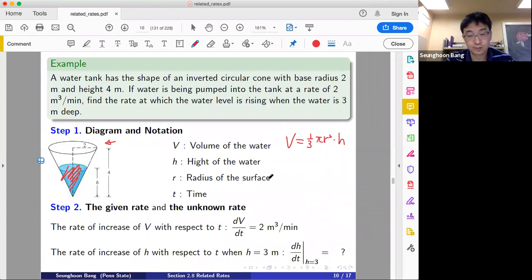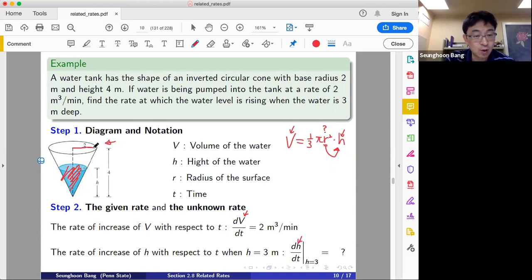One more, what kind of relation do we have? Only V and H. We don't have R. So what does it mean? You can change R to a function of H. How can you change R to a function of H? You can use similar triangles.